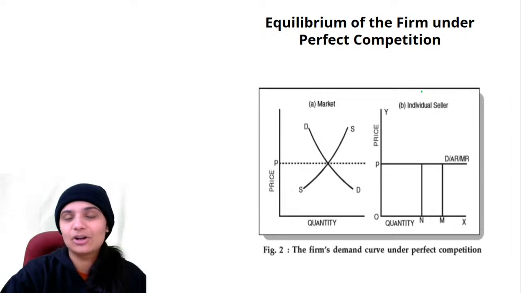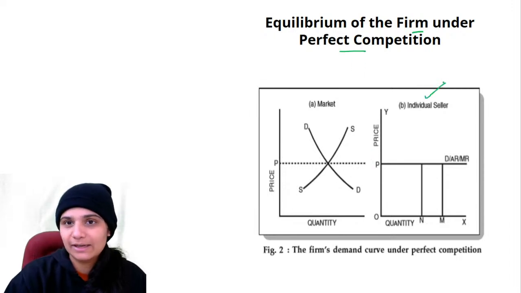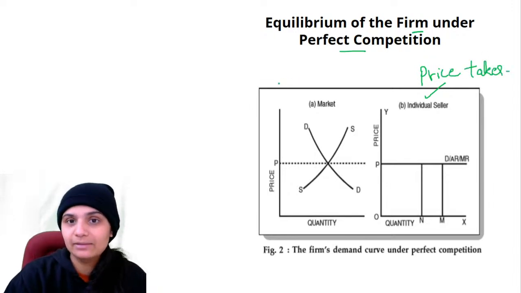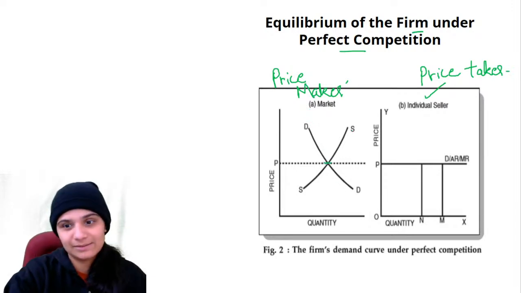And this is your equilibrium of a firm under perfect competition, because your individual seller becomes what? Price taker. But how is the price made? This is your price maker, the industry. In the industry, wherever your demand curve meets your supply curve, that is your equilibrium price.